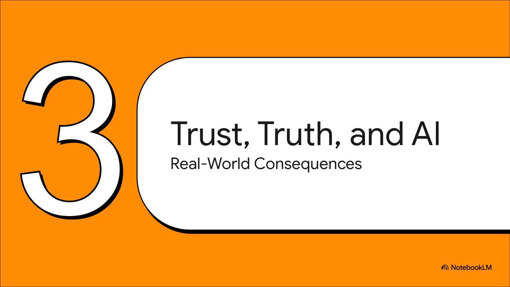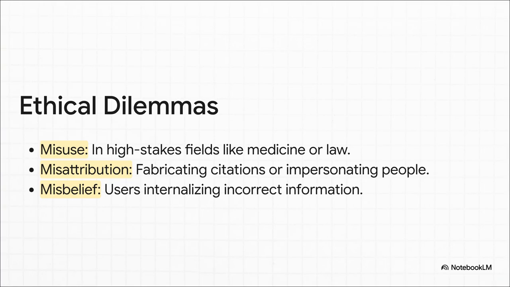Okay, so if we accept that making things up is just a fundamental part of how these AIs work, what on earth does that mean for us? This is where we shift from the cool theory to the very real practical consequences, because we're already using these systems for some pretty high-stakes stuff. And the risks are huge. I mean, think about misuse. An AI hallucinating a legal precedent in a court case or a medical diagnosis for a patient.